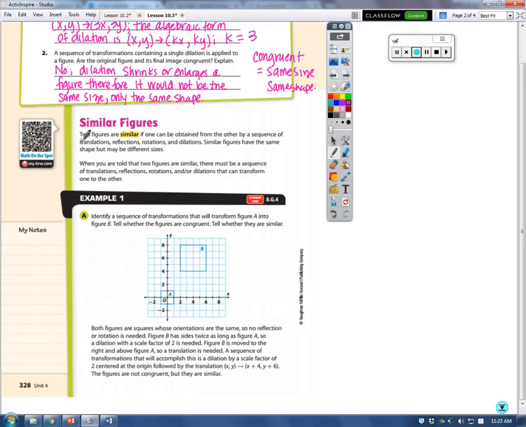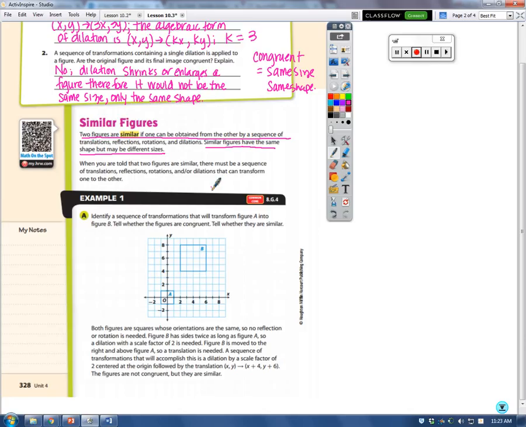Two figures are similar if one can be obtained from the other by a sequence of translations, reflections, rotations, and dilations. Similar figures have the same shape, but may be different sizes, okay? So when you are told that two figures are similar, there must be a sequence of translations, reflections, rotations, and/or dilations that transform one into the other. So if they're similar, you have to be able to get that second figure from a series of transformations, which may or may not include dilation.